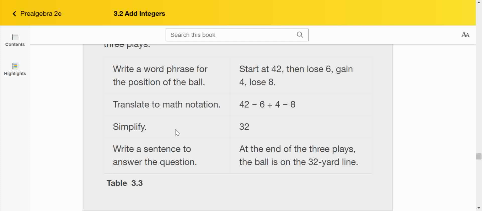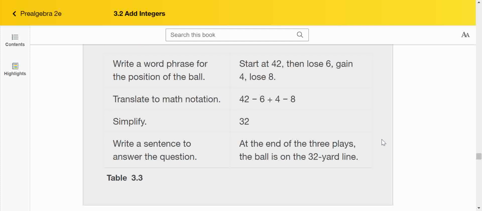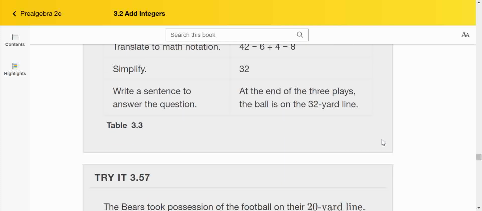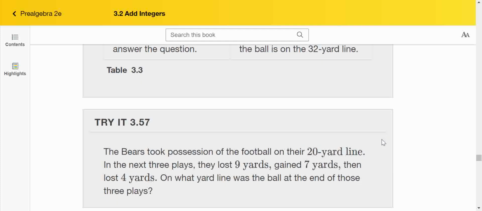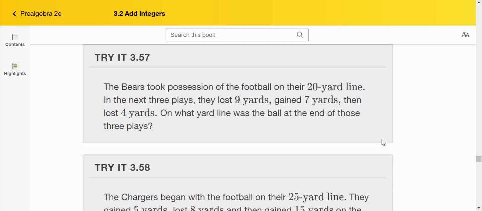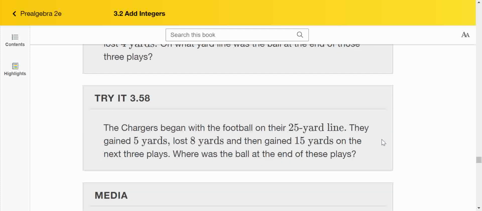Simplify. When we complete this from the left to the right, we get 32. Write a sentence to answer the question. At the end of the 3 plays, the ball is on the 32-yard line. And this is table 3.3. We have a few try it problems that you can try at home.